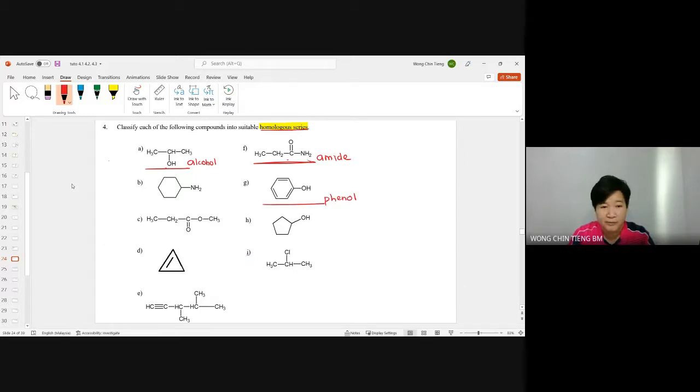Alright, yang lain kamu boleh buat, ada ke yang pelik? Tak ada. Yang lain kamu boleh buat, senang je. That is my ester. Okay. And I don't know yet whether you realize or not at this point. Do you realize that the functional group name is always longer? Functional group name yang selalunya adalah this one.